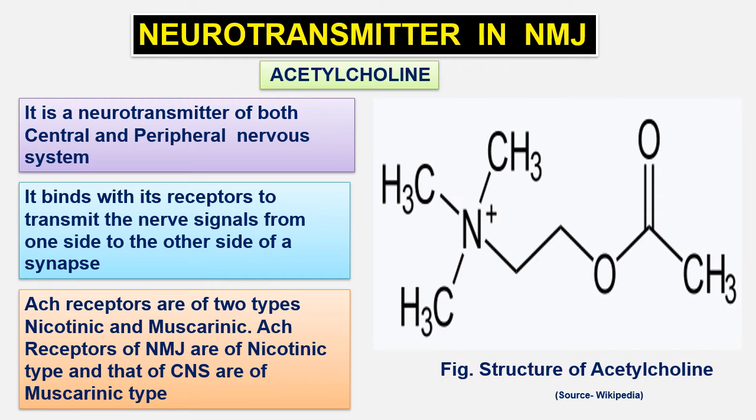Acetylcholine receptors are of two types, nicotinic and muscarinic. Acetylcholine receptors of the neuromuscular junction are of the nicotinic type and those of the central nervous system are of the muscarinic type.